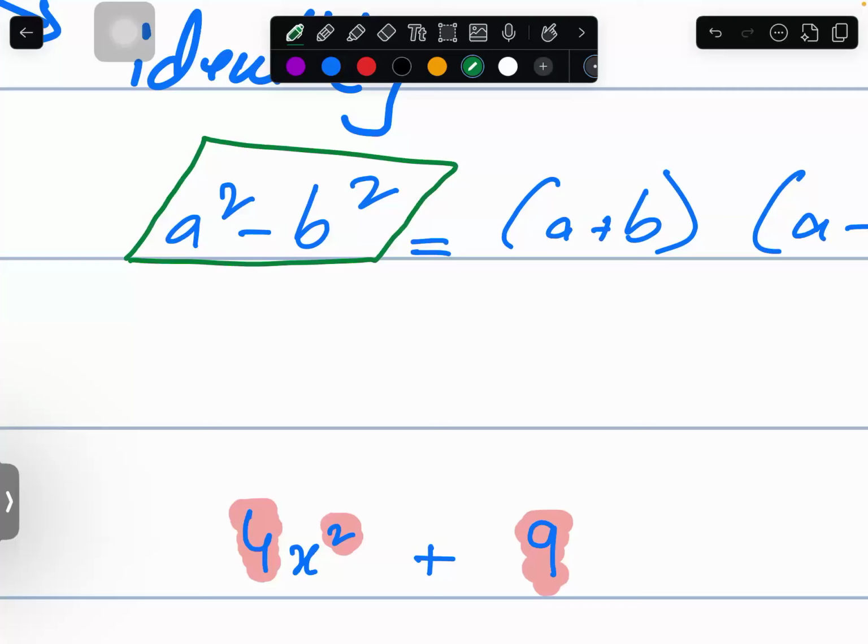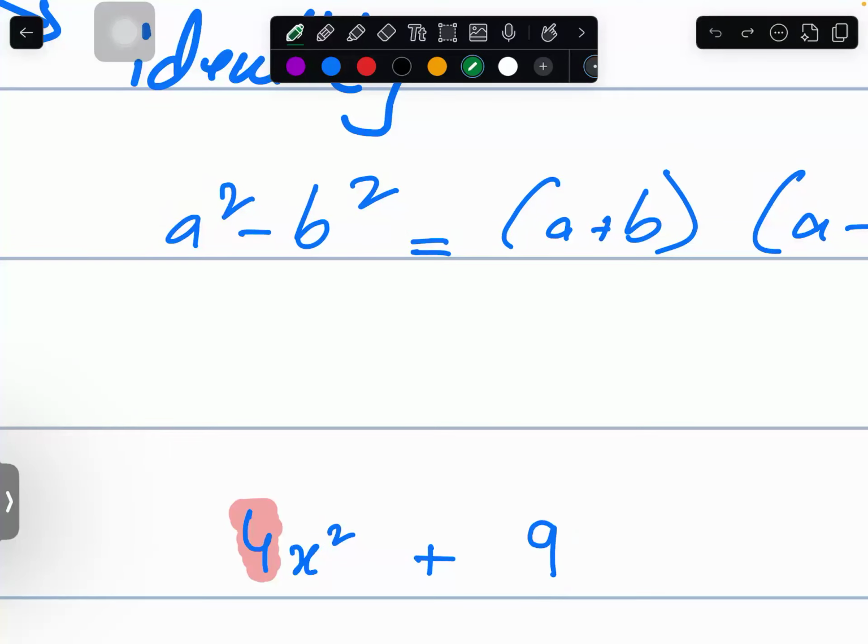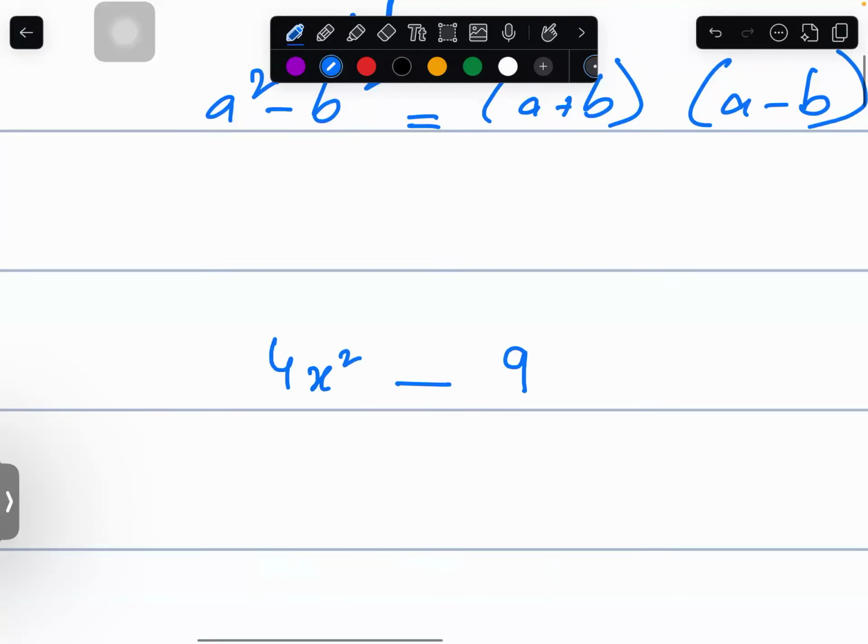Both numbers should be square numbers. If they have a variable, they should have a square on that variable. And in between those two numbers, it has to be a negative sign always, because in the formula there is a negative sign. Now, let's take this question as it is, and change the sign in the middle to a negative sign. Now it complies with the formula completely.